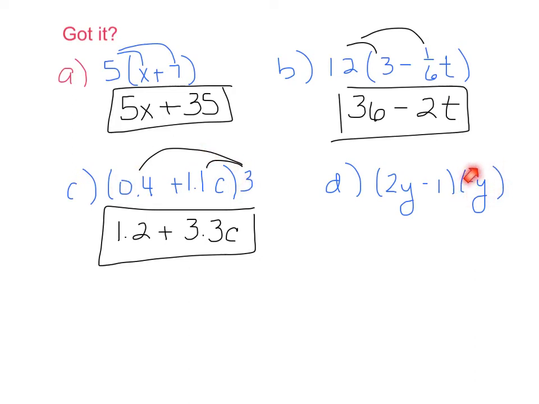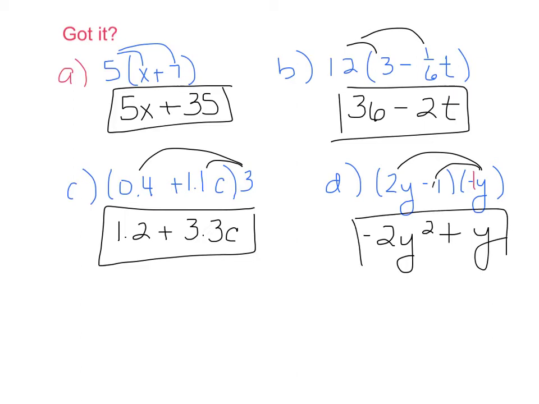Same thing here. We're going to distribute a negative y. So negative y times 2y, remember there's a 1 here, so negative 1 times 2 gives us negative 2. y times y is y squared. And negative 1y times negative 1, well, a negative times a negative is a positive, and that'd just be 1y. These are not like terms because they're different exponents. Negative 2y squared plus y.